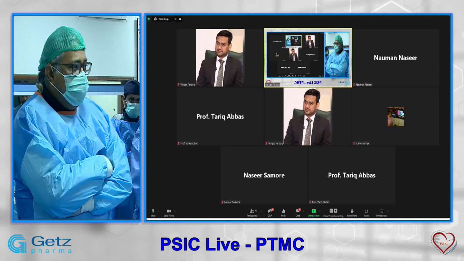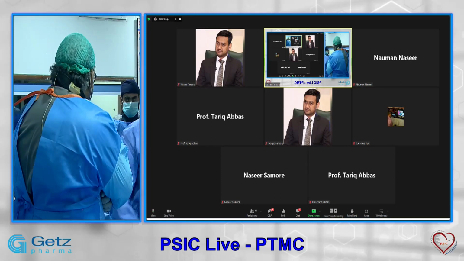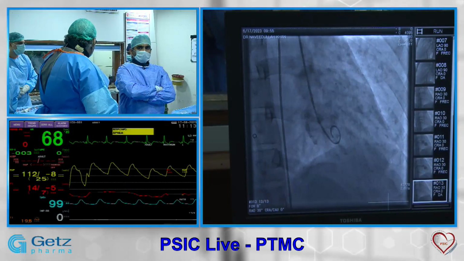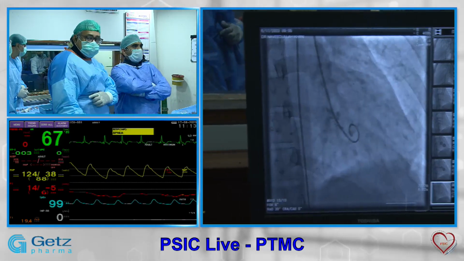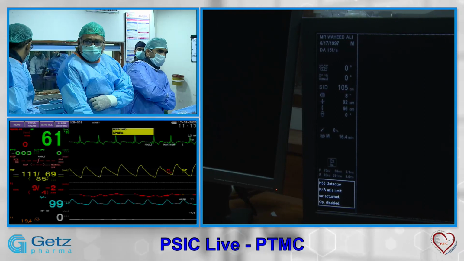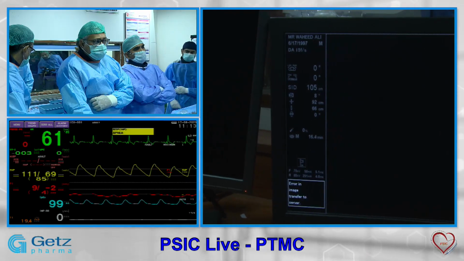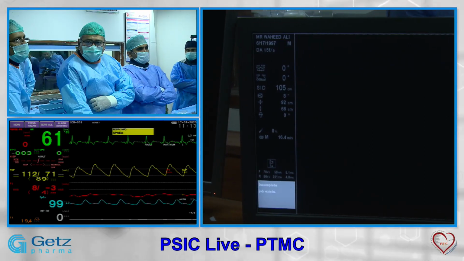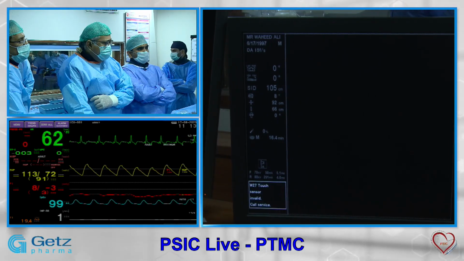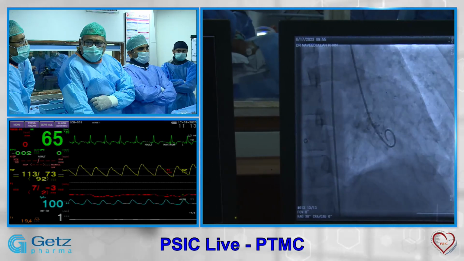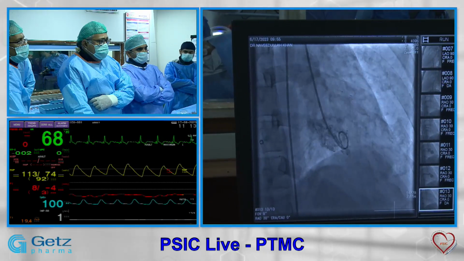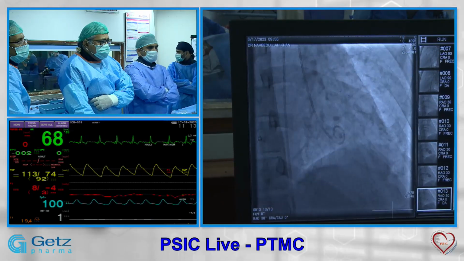Can you switch to the screen? You can see at the start of the procedure, we did the LV angiogram. There was no MR with preserved systolic function. Now we repeated the LV angiogram, and it again shows there is no evidence of any MR and the LV is preserved.